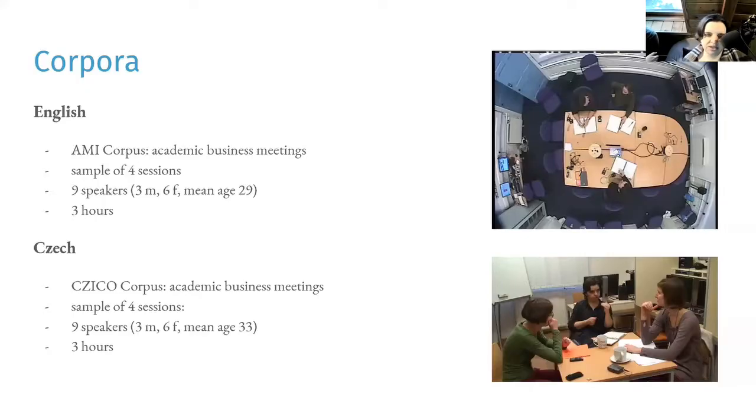As data for our study, we used similarly constructed samples from English and Czech multimodal corpora. The samples consisted of 4 sessions of business meetings of 3 hours per language, involving 18 speakers in total. In total, we got 575 multimodal constructs, out of which a little bit more than 300 were in English, and 443 came from the Czech subcorpus. And it's important to mention that both samples were relatively similar in type-token ratio.